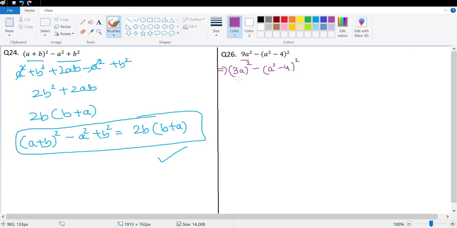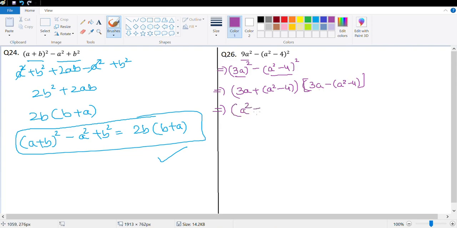So this is x square, this is y square. So this is x plus y multiplied with x minus y. Yes, 3a plus a square minus 4 and 3a minus a square minus 4. Done. Let's see if we can factorize this quadratic expression.